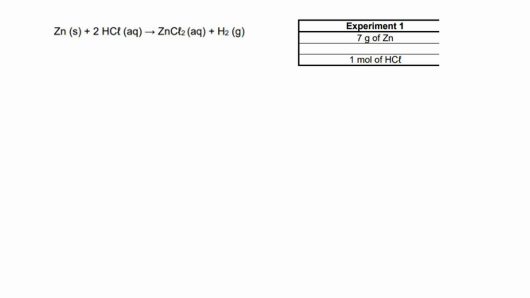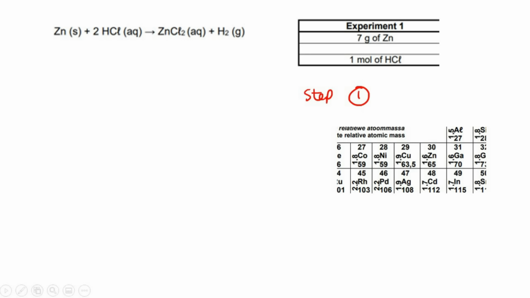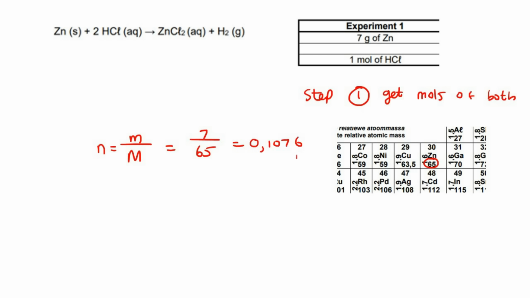So with limiting reagent, step one, just get both of these in moles. Okay, so you need both of those in moles. So we've got this one in moles, but we need to get this one into moles now. So we're going to need the periodic table, so we can get the molar mass of zinc, which is 65. So then we can use the formula, let's just say as step 1, get moles of both. Okay, so n equals m over capital M, which is then going to be 7 over 65, which is, I'm just going to keep about 4 decimals, 0.1076 moles.